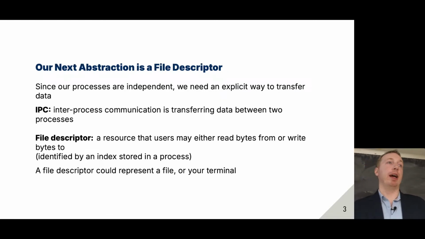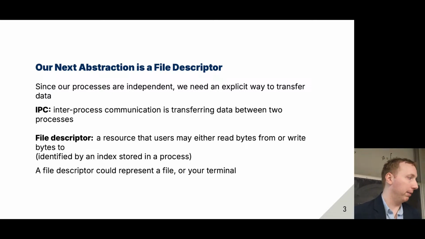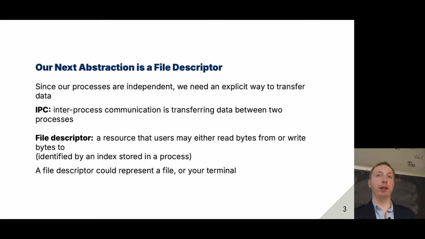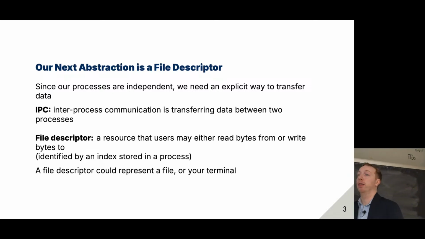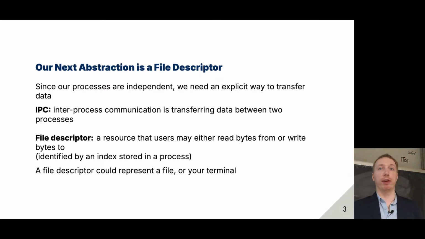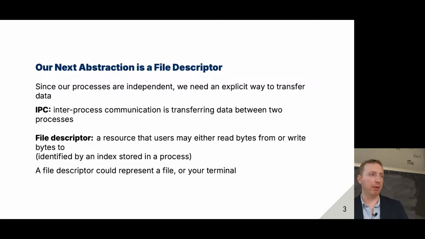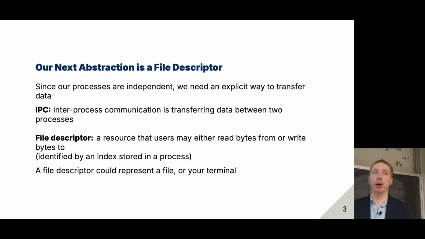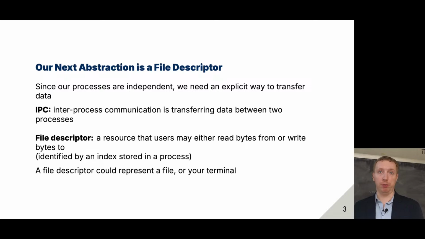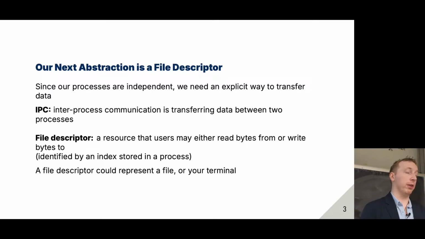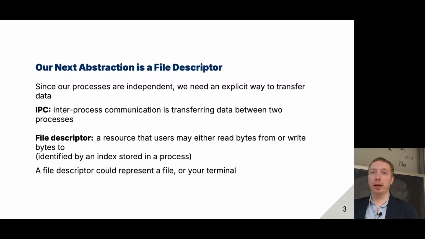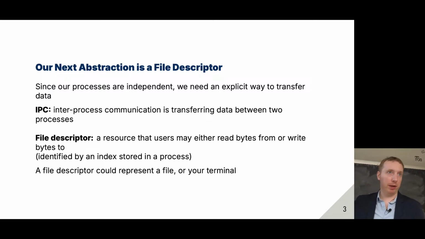The next abstraction we have in this course is something called a file descriptor. We already argued that our processes are independent. They have their own independent memory, and if they're independent, they need to be able to transfer bytes to one another somehow. Otherwise, you wouldn't be able to see their output or give them input. Something that is important to know the acronym for is IPC, or inter-process communication. Don't worry, we'll get to it again later in this course, but if you want to note it now, you can. All IPC is transferring data between two processes.